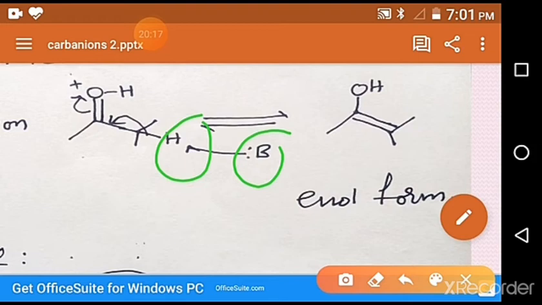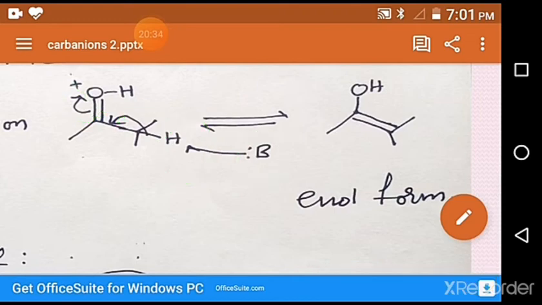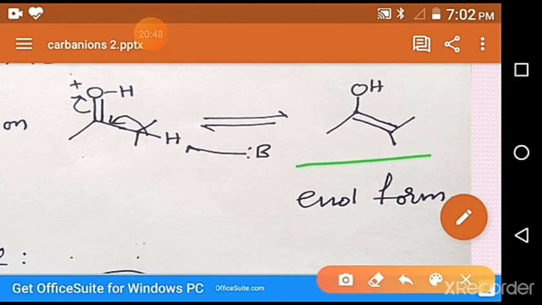That's why this carbon-hydrogen bond shifts here. This bond polarization takes place. Why? Because the oxygen plus charge is unstable. Oxonium ions are unstable. To get stable, it attracts pi bond electrons towards itself. At the same time, the hydrogen-carbon bond shifts to the carbonyl carbon. That's why the keto form changes to the enol form. Okay, this is the keto form, this is the enol form.